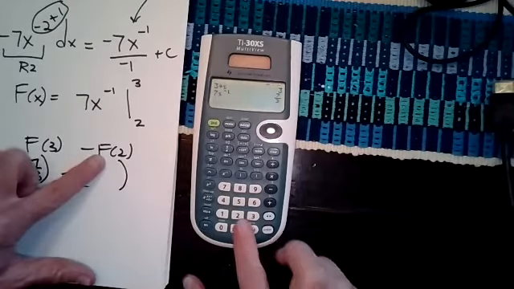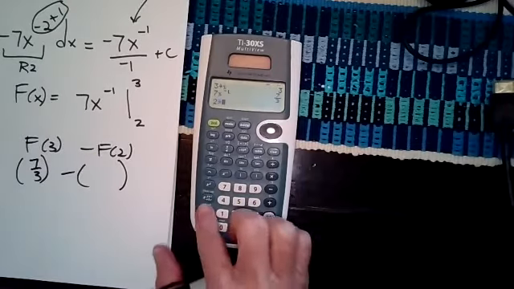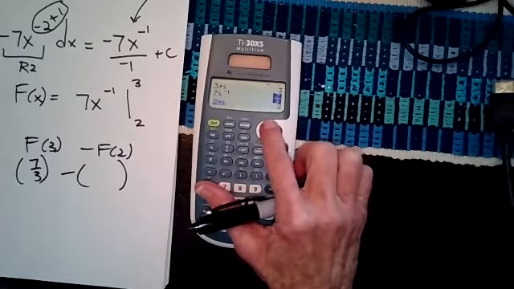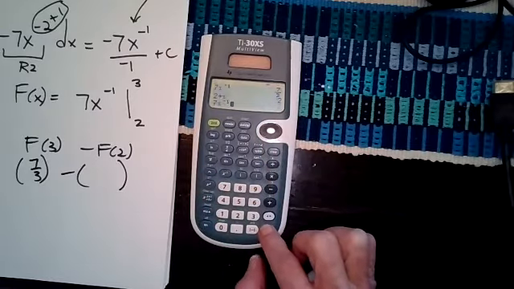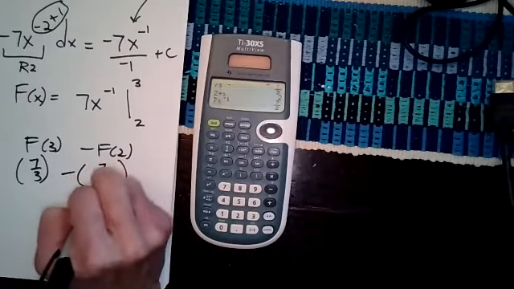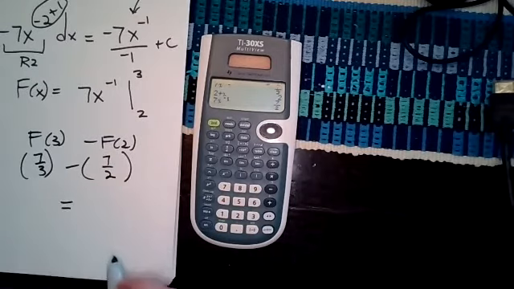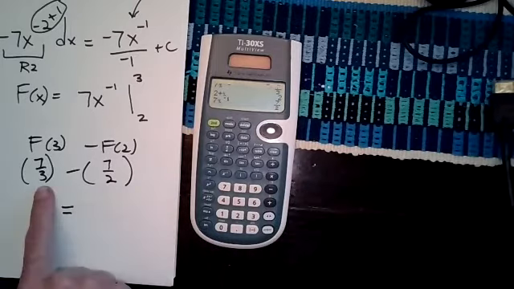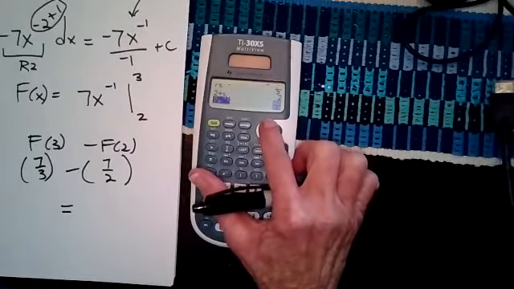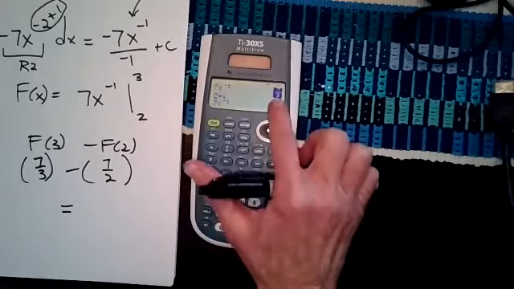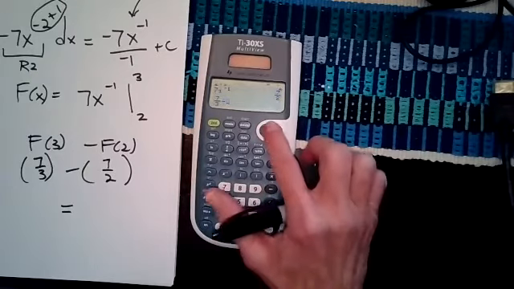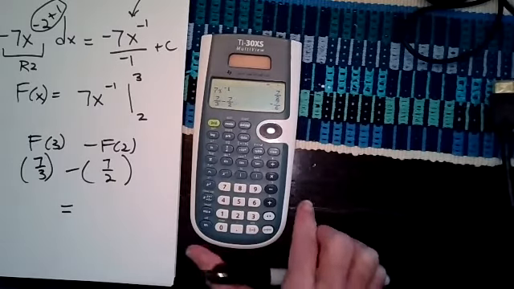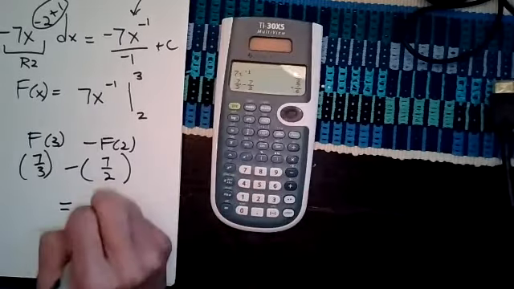minus, and then I do my 2 and store for x and enter. And then I go up and I highlight my antiderivative again. There it is, 7x to the -1. And I push enter twice and I get 7/2. Now, what I love about this calculator is that when I subtract 7/3 minus 7/2, I can just go highlight my 7/3 with this round button. There it is. And I push enter, minus, and I go up and I highlight my 7/2. And I push enter again, and it gives me -7/6.